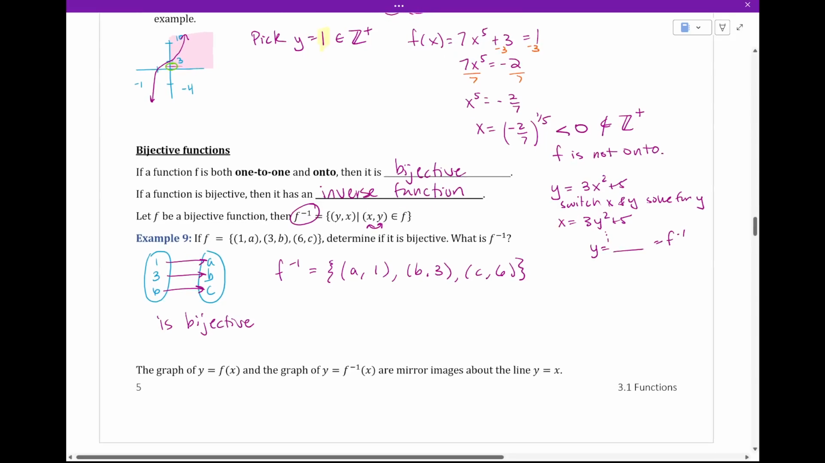I have a note down here: the graph of y equals f of x and the graph of y equals f inverse of x are mirror images about the line y equals x. So I'll maybe draw one example. If you look at x squared, we're only going to look at the positive part, because otherwise it's not a one-to-one function, and I want it to be one-to-one. And then this is the square root of x. These graphs are mirror images about the line y equals x, so they reflect across that line.